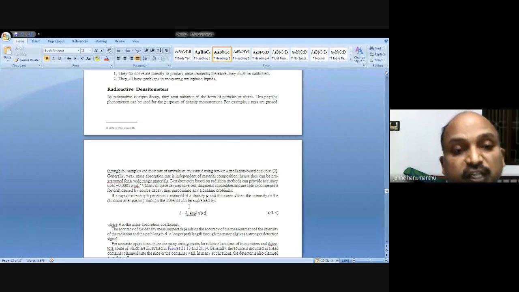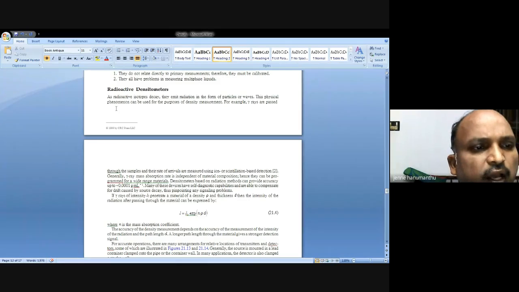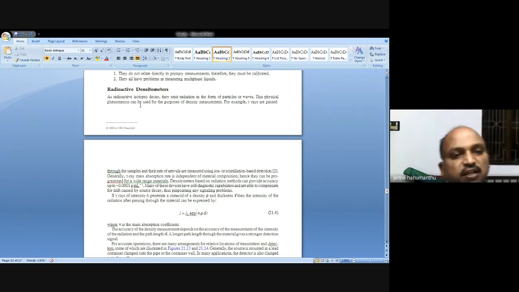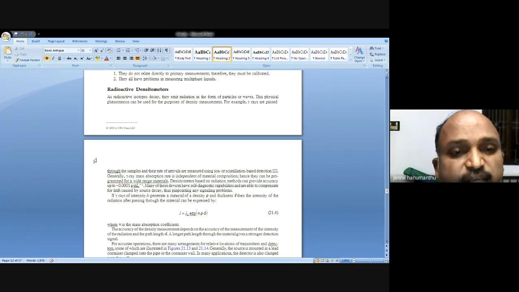Radioactive density meter. How is this going to be measured? The radioactive principle means that as radioisotopes decay, they emit radiation in the form of particles or waves. So there should be some radioactive elements, and they will emit some radiations in the form of particles or waves. This physical phenomenon can be used for the purpose of density measurement.